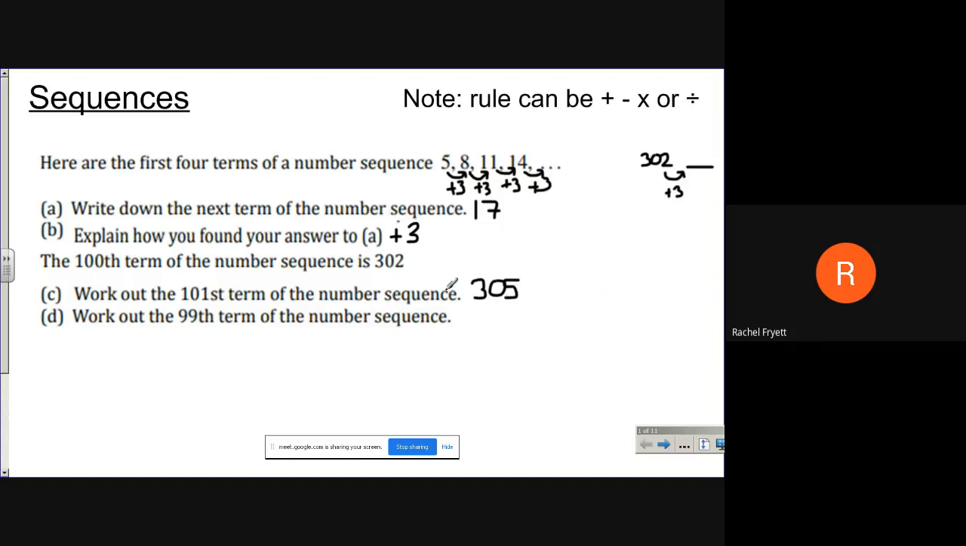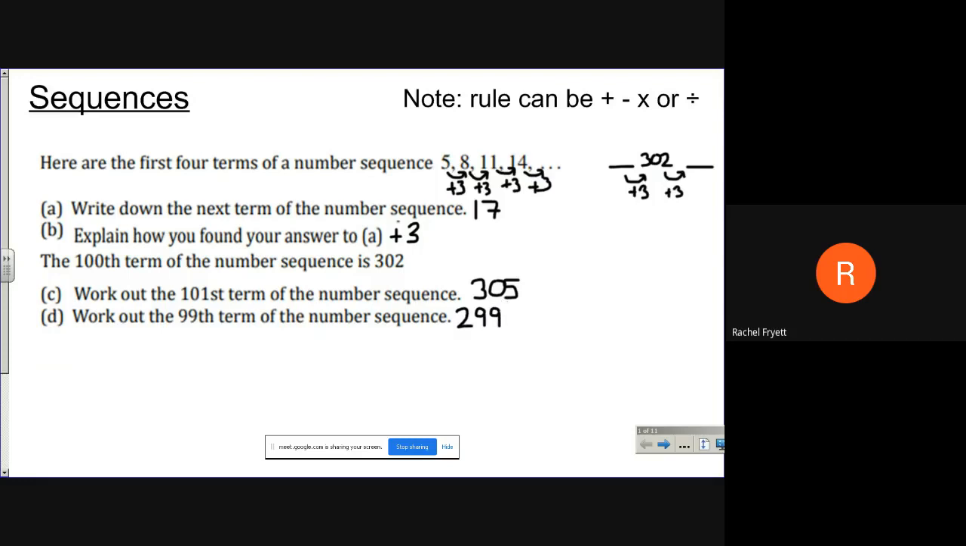Then we want to find out the 99th term. Well, that's the one before it. So the rule hasn't changed, but we're going the opposite direction now. We've got something and we add 3 to get to 302. So I can do 302 take away 3 to get my answer. And you can use that doing long subtraction, or you can use a calculator for now. But be aware it might be on a non-calculator paper. 302 take away 3 is 299.